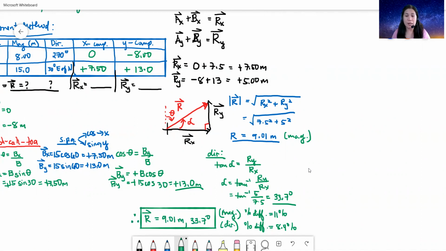We have no standard value here because we are just comparing two methods, graphical and component. Okay? So if I had been more careful in measuring the angle and length earlier, then our percent difference here would be lower.